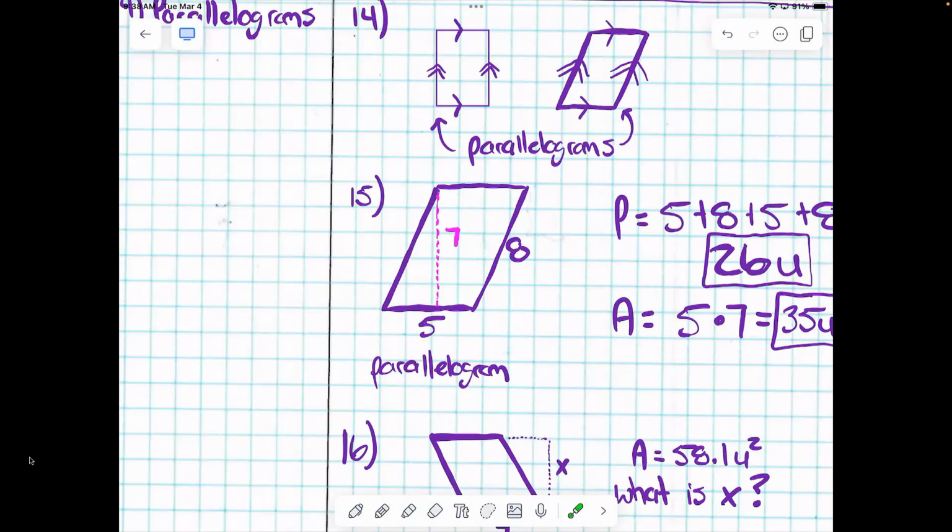No, it's not going to be the slanty line. It's going to be the straight line. I messed that up. It's going to be the straight line, right? Base times height. And then for perimeter, we just add up all 4 sides again, yes? Yes. We good?